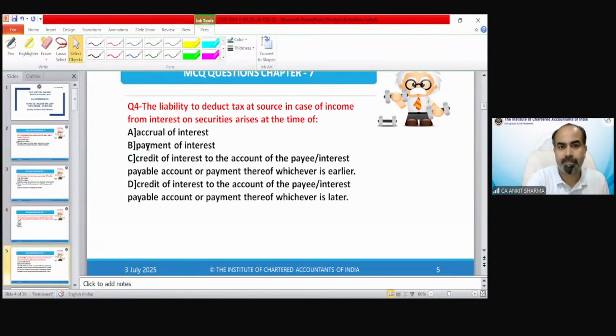C. The liability to deduct TDS at source in case of income from interest on security arises at the time of. So which is the correct answer out of these four options? Credit or payment, whichever is earlier. So the correct answer is option number C.